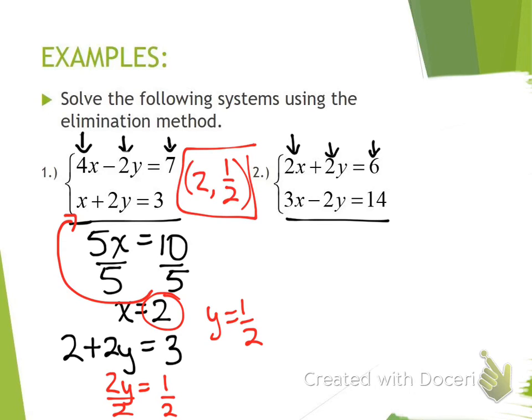Okay. When we combine down our columns, what do we get? 5x equals 20. Are we okay with getting there? Yes.